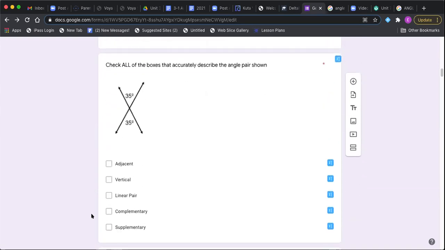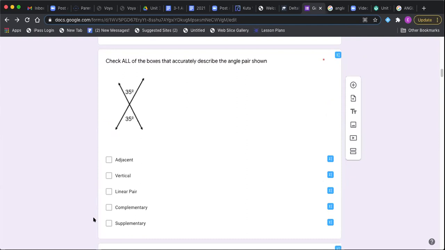This one, right away I'm saying, ooh, those are vertical. I know it. And guess what? I don't know if you remember this from when we learned about vertical angles, but I had told you there was a star in our notes. Vertical angles can never be adjacent. You will never have a time when you check off adjacent and vertical in the same question. It's impossible. So these are vertical.